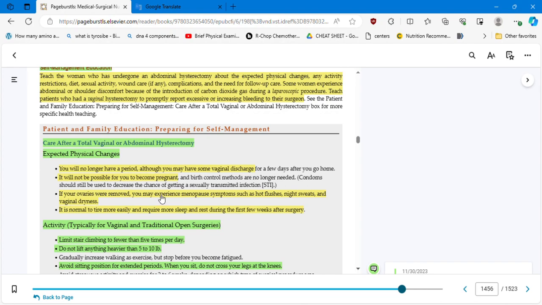Okay. Care after a total vaginal or abdominal hysterectomy. This is the care. Expected physical changes. You will no longer have a period, although you may have some vaginal discharge, right? So you have a hysterectomy, no more periods. It will not be possible for you to become pregnant. If your ovaries were removed, you may experience menopause symptoms such as hot flashes, night sweats, and vaginal dryness. It is normal to tire more easily and require more sleep and rest during the first few weeks after surgery.